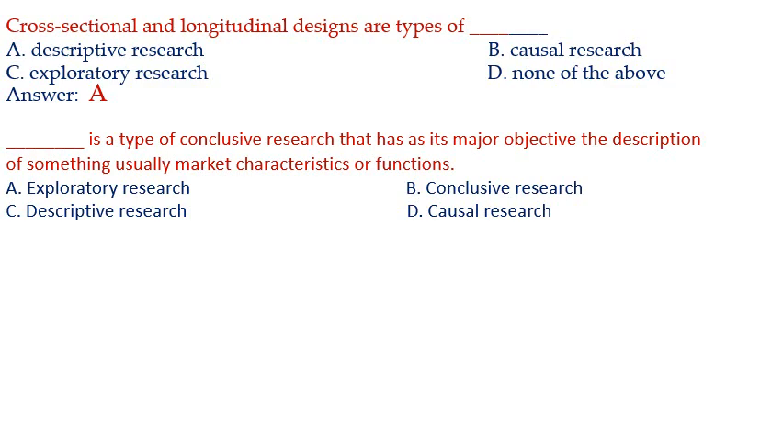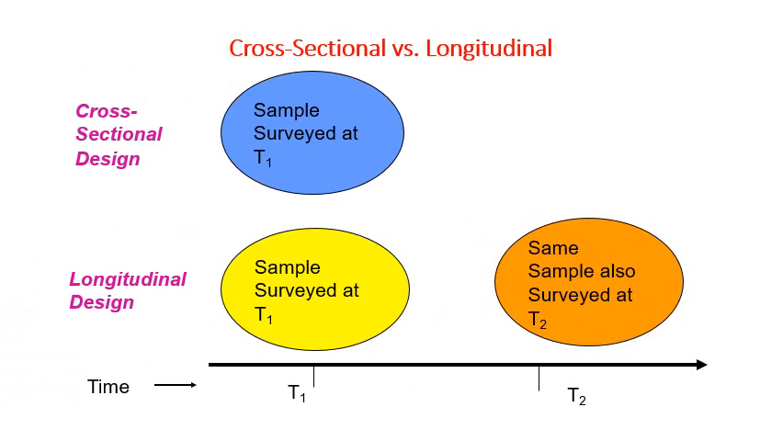Is it exploratory, conclusive, descriptive, or causal? The answer is also descriptive research, which is C. That is the difference between cross-sectional and longitudinal research design. In a cross-sectional design, we select a sample or samples at one time.